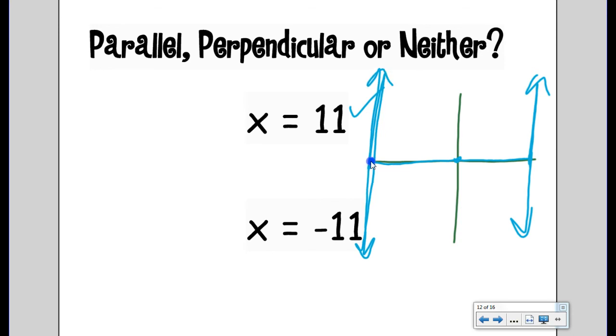This is x equals 11. This is x equals negative 11. What are these two lines? They're parallel, guys. These were both x equals. Did you see that? One was not y and one was x. They were both x equals, Savannah. I accidentally put both of them as y, but I still got the answer right, because they would have still been parallel.